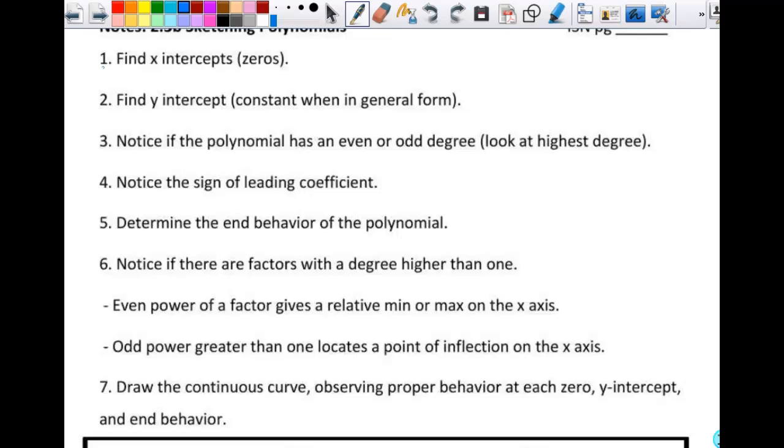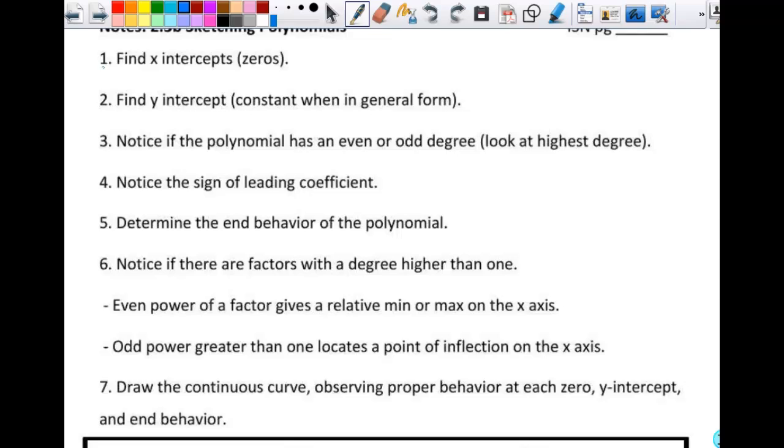It says that it's the constant when in general form. So if I give you 3x squared minus 2x plus 7, your y-intercept is 7. But these are going to be in a factored form, so it takes a little bit of math, but not much, and it's super easy, so don't mess it up, and you know how to do it.